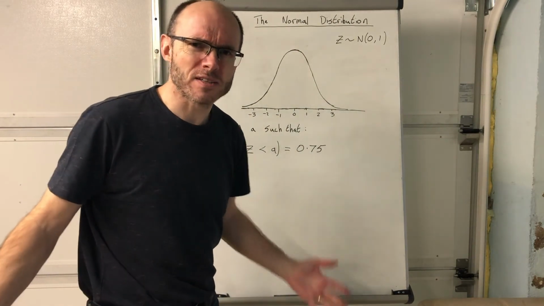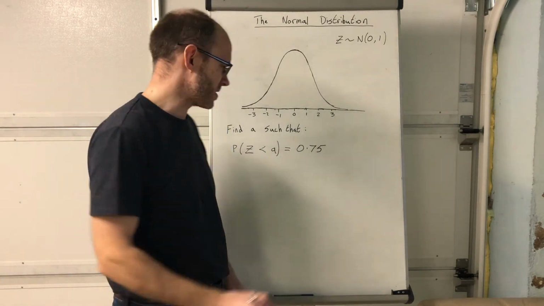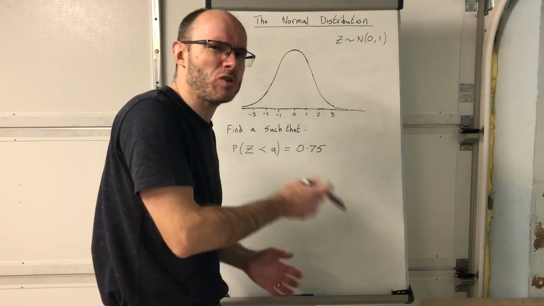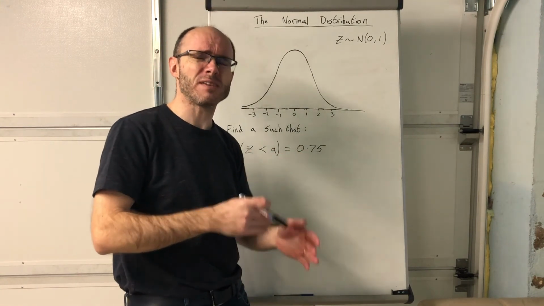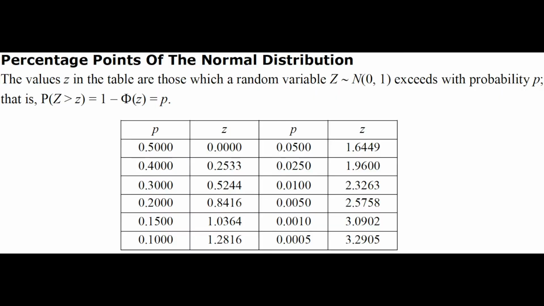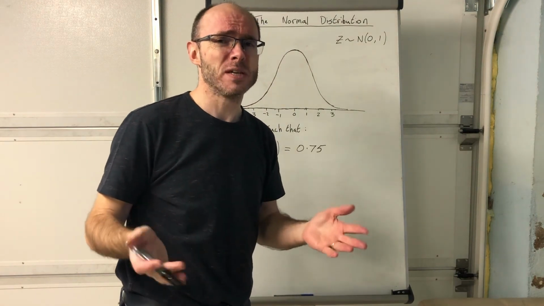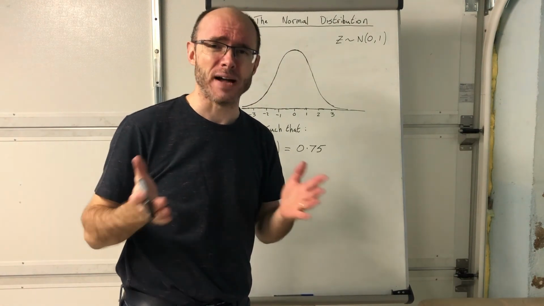Right, last one then. So find the value of A such that probability of Z is less than A is 0.75. That usually means we're going to look at the points table, doesn't it? Let's have a quick look. And the problem here is we're not finding a value that's helpful to us at all. We can't find 0.75 or 0.25 for that matter. So the points table is not really helping us. So we've got to look at the main table to see if we can find the value that will help us.